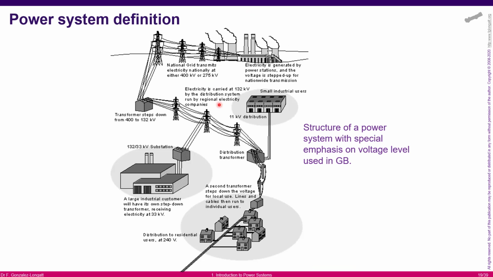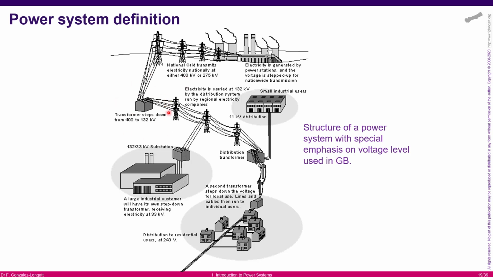Here you can see a typical sketch of what we call the GB voltage levels inside the national grid. At the top we have very big power plants, typically located in remote places where we have the resources. Nuclear power plants are located far away from the population, for instance, or a hydropower plant located near big lakes or dams. And we have a very strong transmission system. Basically, the national grid transmits using very high voltage. In this case, in the GB system, it is 400 and 275 kV.